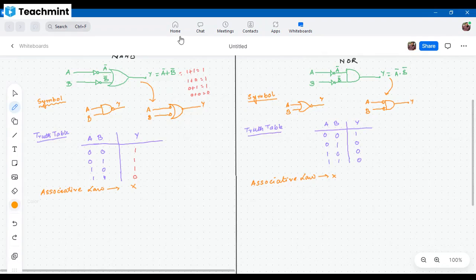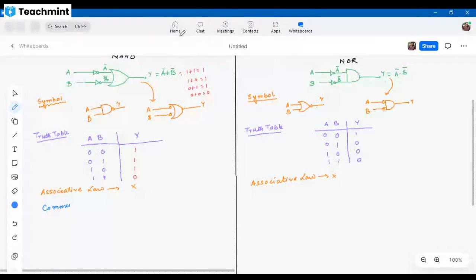और जो कम्यूटेटिव लॉ है, आप लोग जानते हैं कौन सा कम्यूटेटिव लॉ है? तो कम्यूटेटिव लॉ इज होल्डिंग, मीन्स NAND और NOR कम्यूटेटिव लॉ फॉलो करते हैं. So commutative law, it follows.